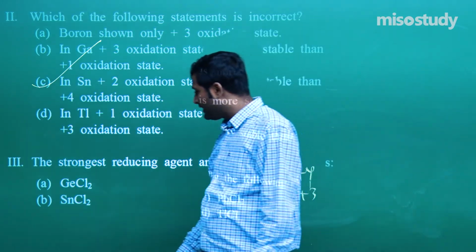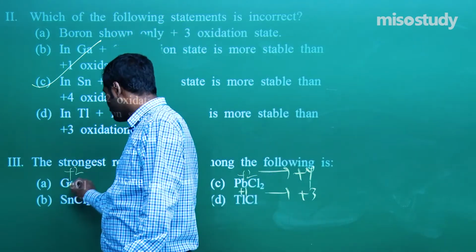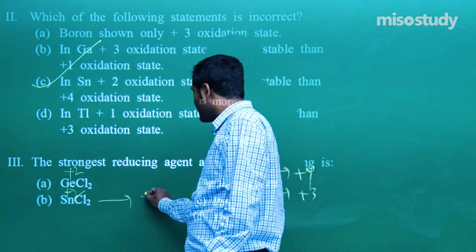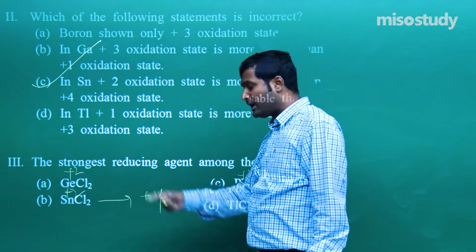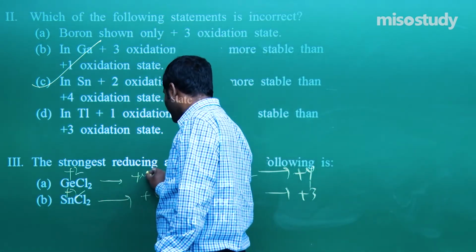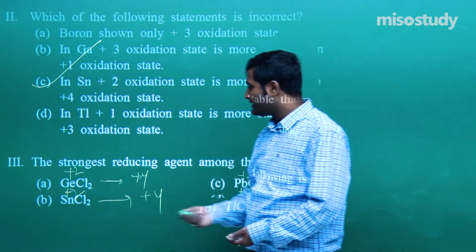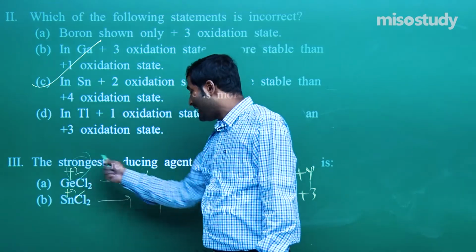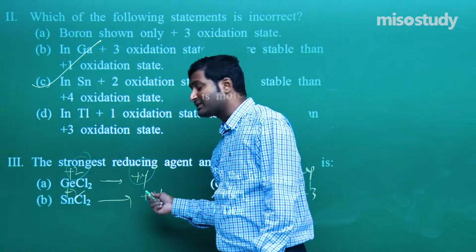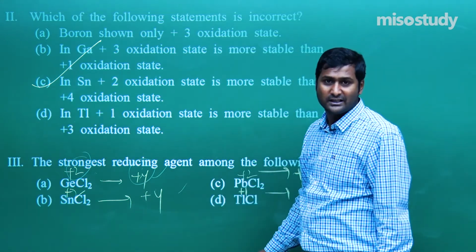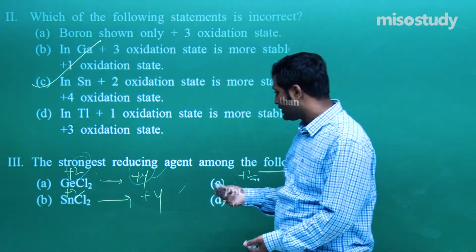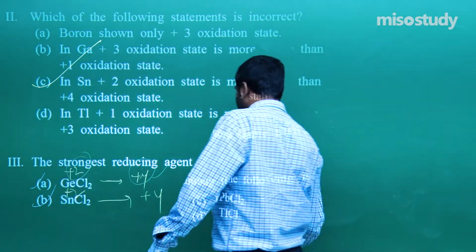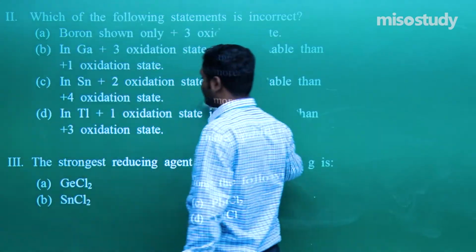But if I talk about germanium and Sn, they have the +2 oxidation state, and we know in SnCl2 the +2 oxidation state is less stable than +4. Similarly, in GeCl2 the +4 oxidation state is more stable than +2. So in this case, they will act as a reducing agent because they will increase their oxidation state and move towards the higher stable oxidation state. Clear to you? So in this case, options A and B are the correct options. Now let's move to the next part of the question.